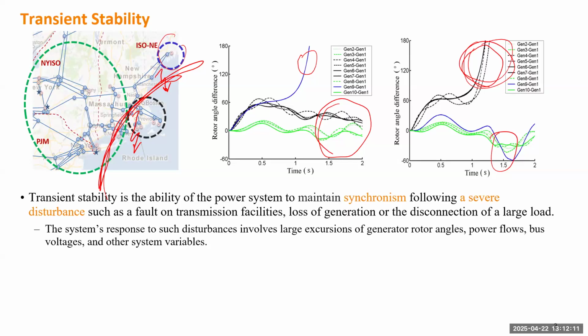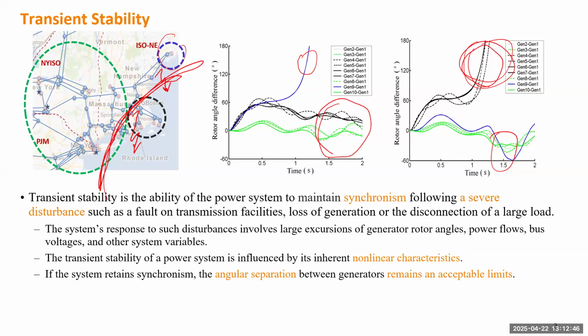Compared to small signal stability, here we are more interested in severe contingencies, so severe disturbances. You may expect to see a large variation of angle, frequency, flow, and voltage magnitude in most of the area if transient instability scenarios really happen. So we definitely need to model and study the nonlinear characteristics of the system. We cannot utilize any linear model to study transient stability.